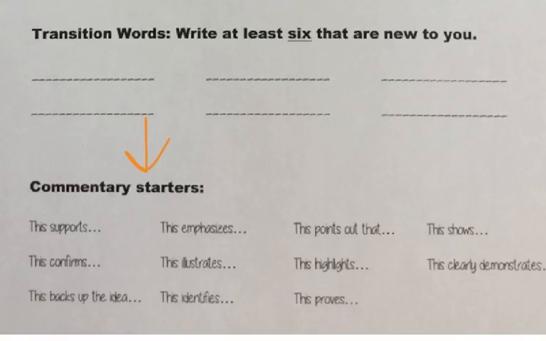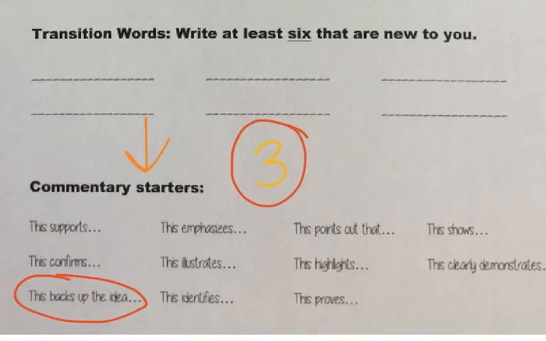And now going back to your page of notes, please go ahead and notice that you've got the commentary starters down here. And I would like you to choose at least 3 commentary starters that you have questions about or that you would need more information about before you can use them in your writing. So for example, if this backs up the idea is a commentary starter that's confusing to you and you think you would need more explanation, please go ahead and either highlight or circle that one. So you are identifying at least 3 that you have questions about or that you think you might have difficulty using.